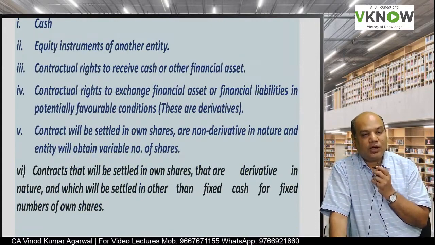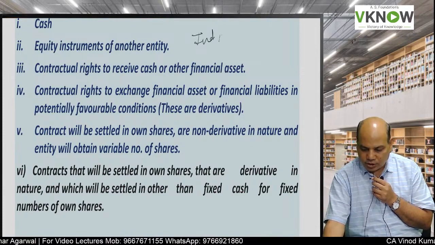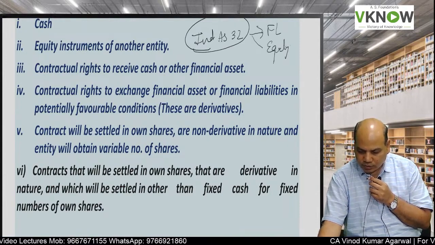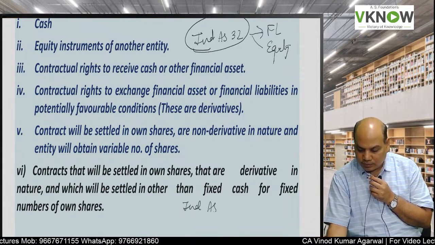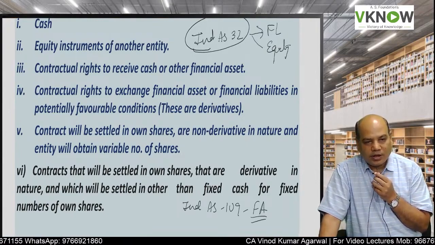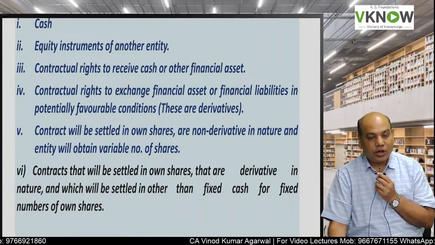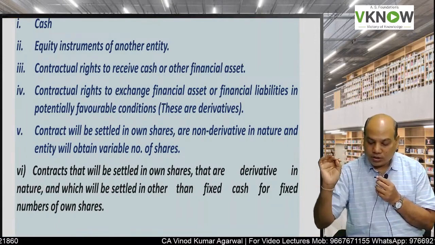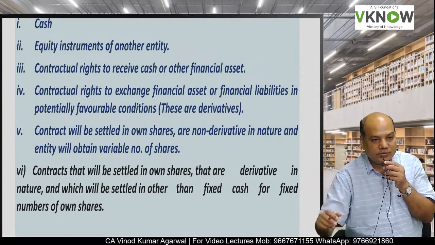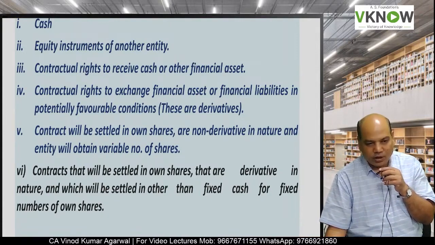So this was about financial liability and equity. Now we'll deal with what is financial asset. Just for your information, in IND AS 32 the major focus is on financial liability and equity, and in IND AS 109 the focus would be more on financial asset. But in the standard IND AS 32, we'll just have a quick discussion about the definition of financial asset. A financial asset has the following six elements: 1, 2, 3, 4, 5, 6. If any of the six elements are present, then we will call it a financial asset.